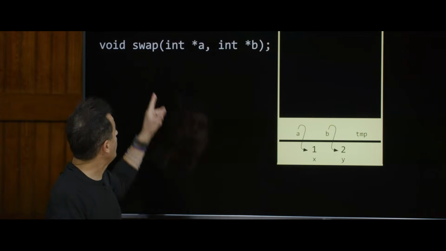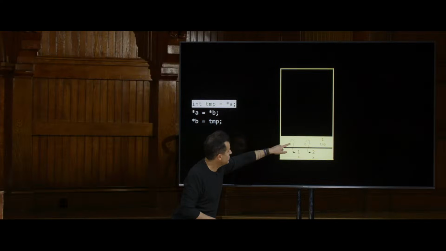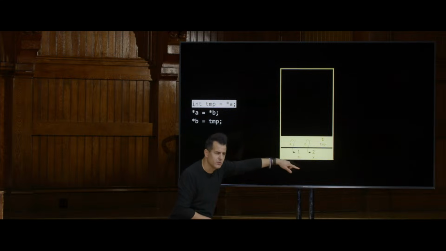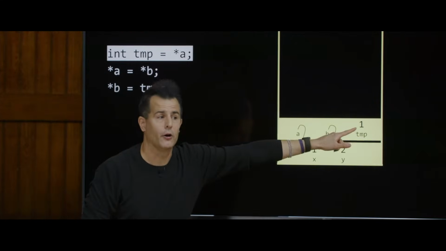The beauty of this now, then, is if we look at the swap function, int temp gets star a. That means start at a and go there, sort of Chutes and Ladders style, if you're familiar with the game. And you find the value 1. So you put the value 1 inside of temp, which is why it's there now.